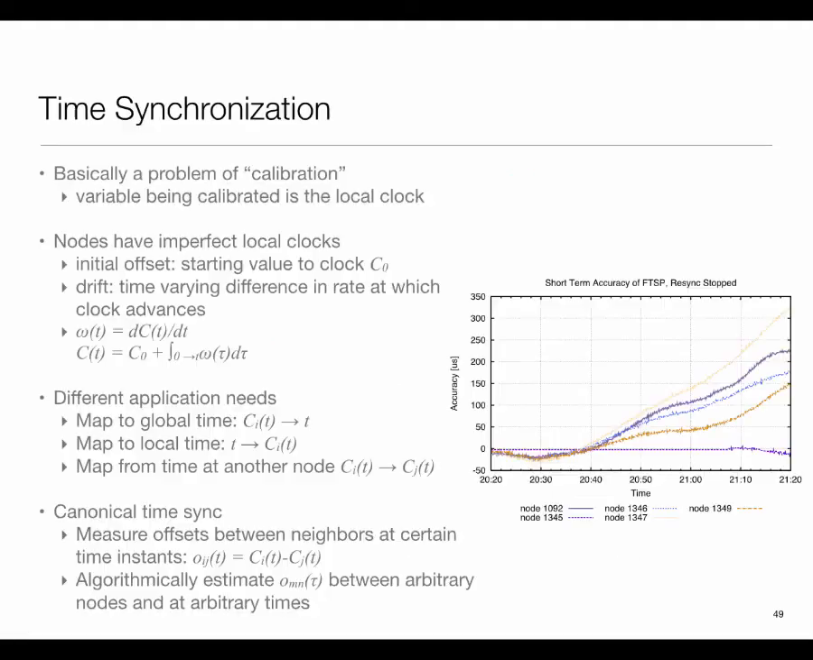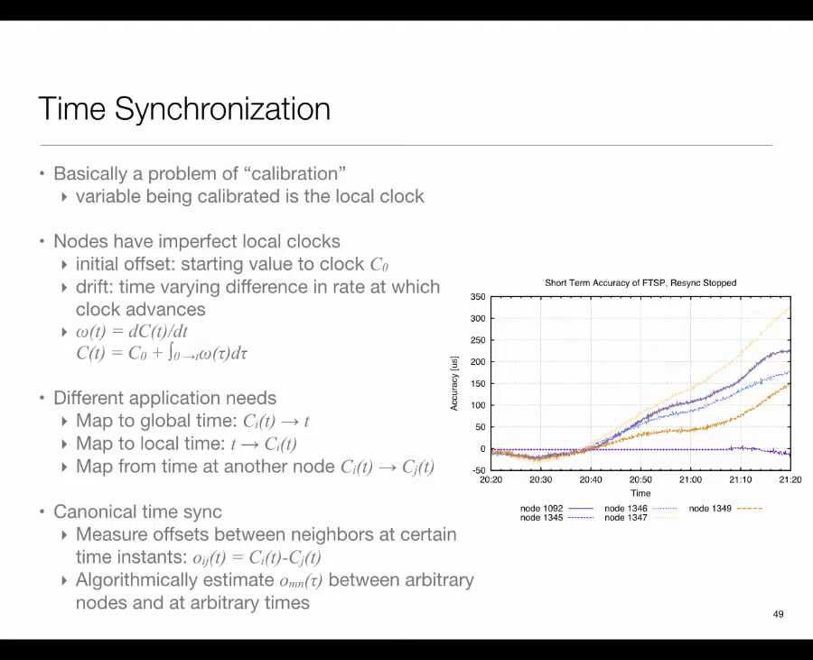So time synchronization can therefore be viewed as a calibration problem, and the variable being calibrated is the local clock, some facet of the local clock. So nodes have imperfect local clocks, and by imperfect, what we mean is the following, and I'm using the term clock here to include both the oscillator and the counter.